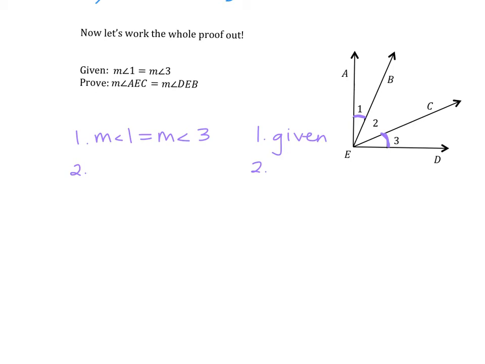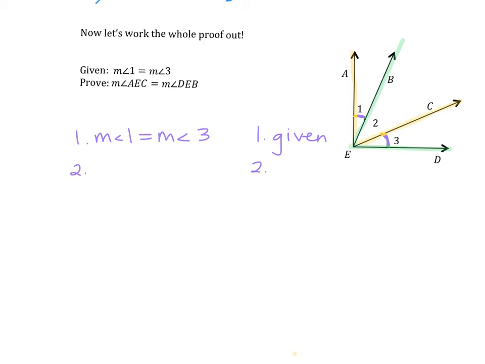Now look what we're trying to prove, because if you don't know where you're going, you're not gonna know how to get there, right? So they're asking you to prove that angle AEC, so AEC is this angle. Can you see that yellow? Kind of. Is equal to DEB, and DEB is this angle, right? So there's some overlap of our two angles, and we're trying to prove them congruent, okay? Here's what you do.